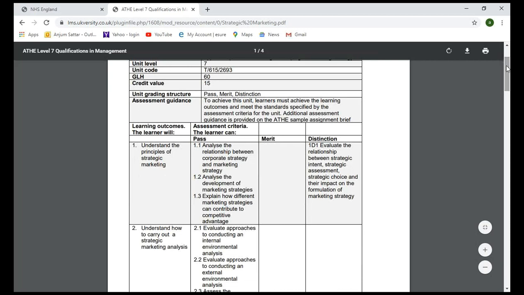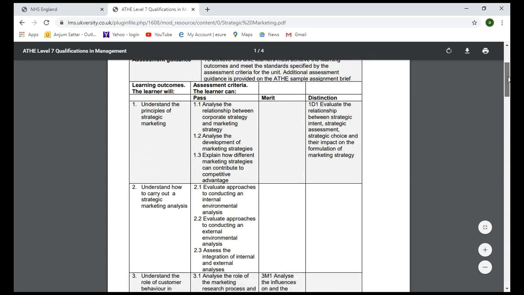What else did we learn? In lesson 1, we discussed the principles of strategic marketing. We discussed what is meant by corporate strategies and marketing strategies. We discussed Porter's generic strategies. Those were 4: cost leadership, cost focus, differentiation focus, and differentiation. We discussed market penetration, market development, and so on, submetrics as well, in our lesson 1.